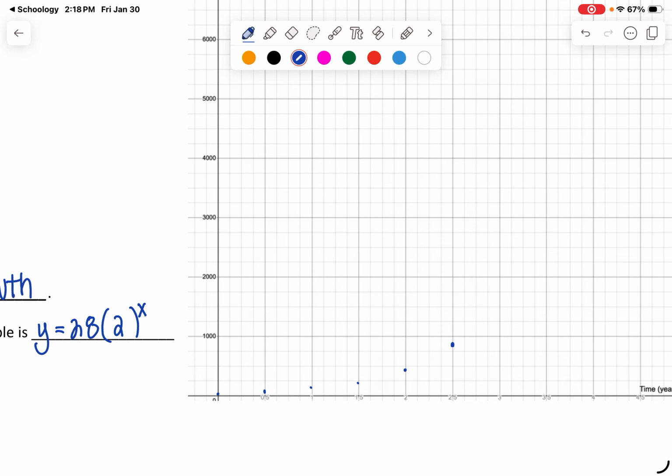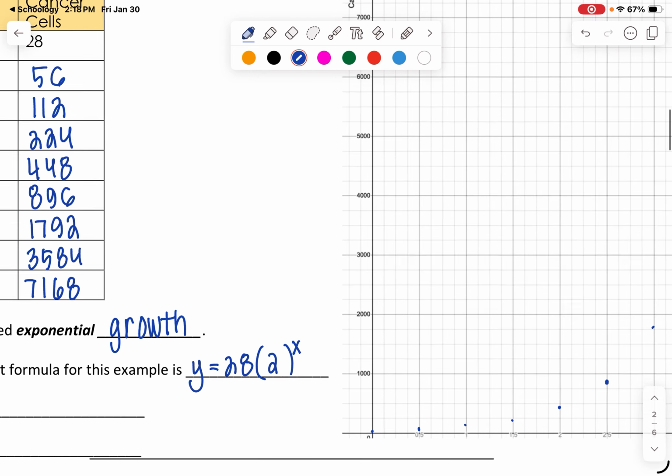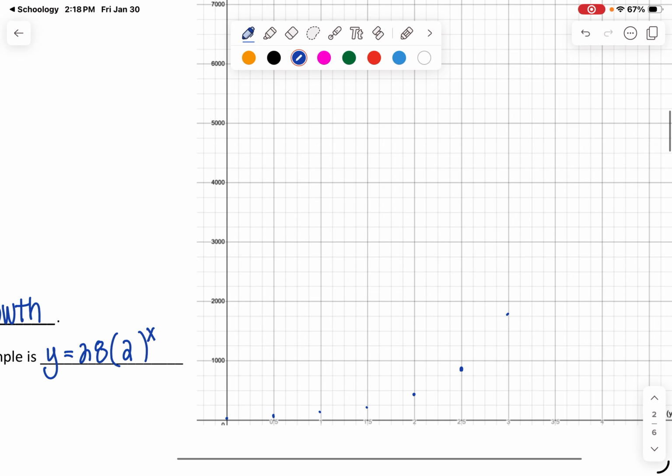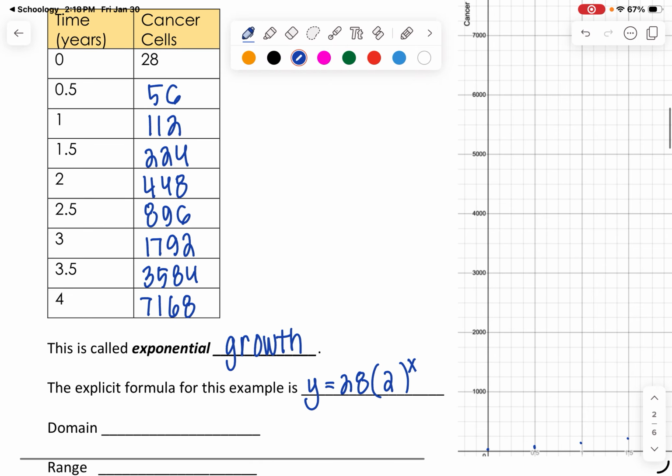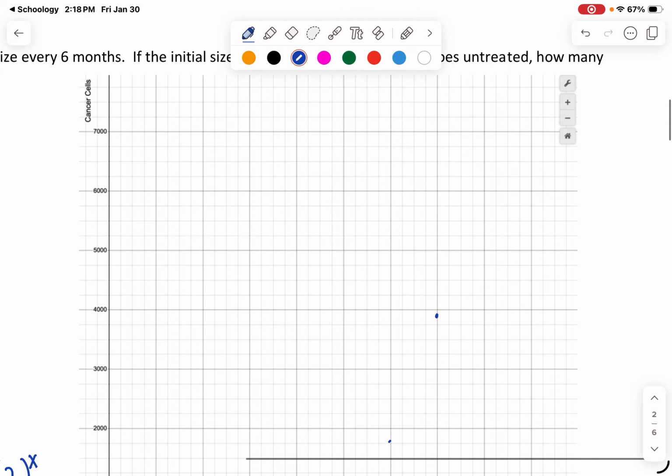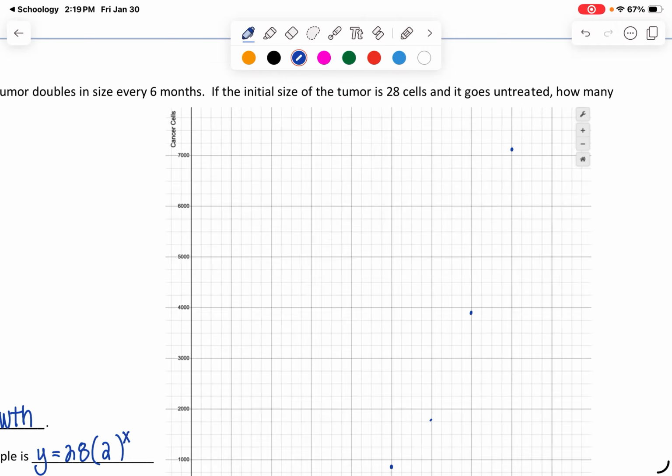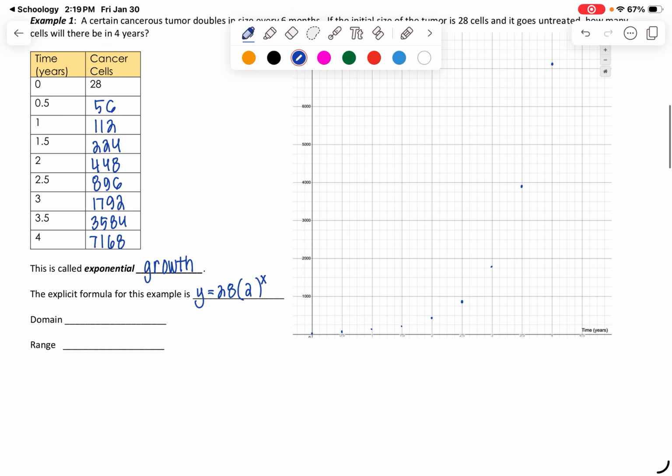So we're like here. And then at 3.5, 3584. So here's this big jump. And then at 4, 7,168. So right there. Okay. I know that took me a while to graph, but it was for the graph paper purposes.